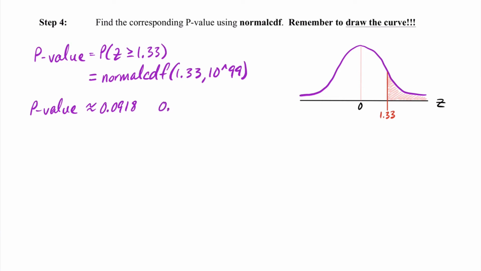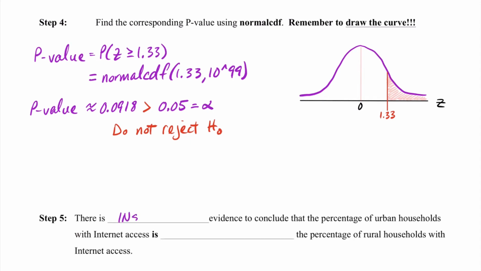As we've done before, comparing that to our alpha level of 0.05, our p-value is greater than alpha. Therefore, we do not reject our null hypothesis. And that means our conclusion is there is insufficient evidence to conclude that the percentage of urban households with internet access is greater than the percentage of rural households with internet access. And we're all set with our hypothesis test.